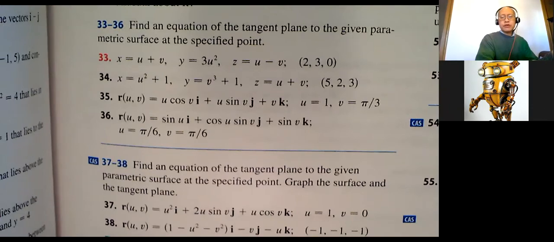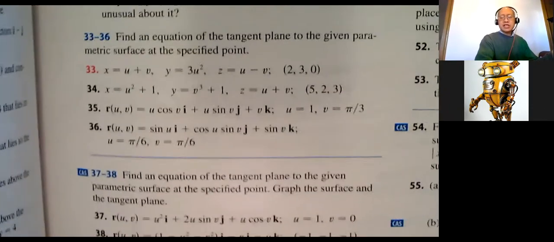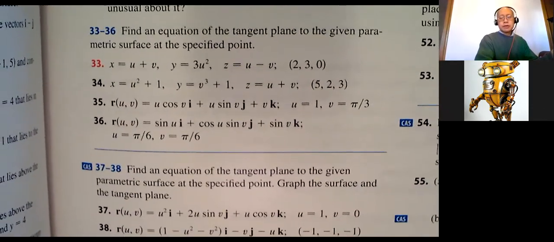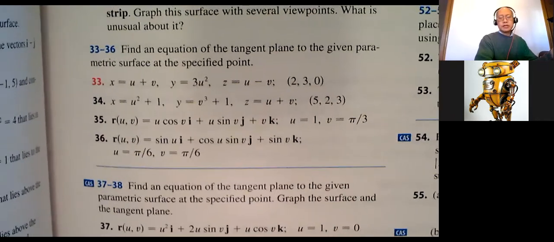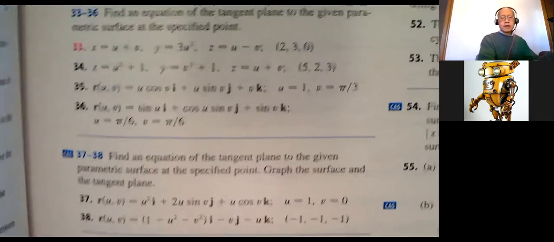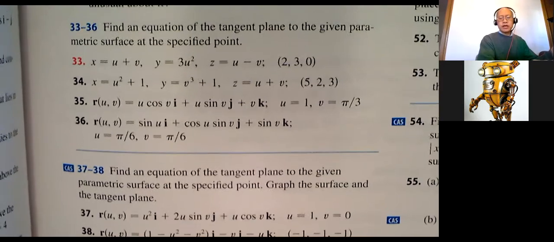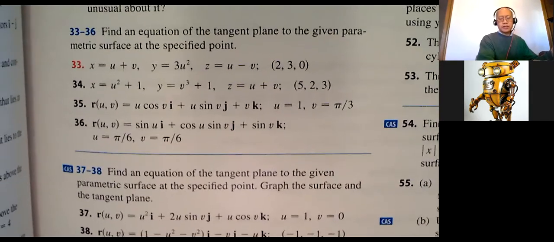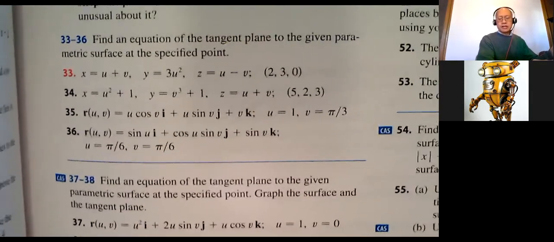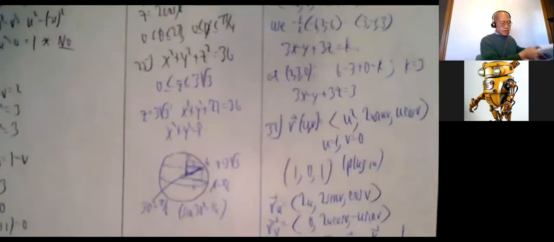So 33, where they give you the point 2, 3, 0, that's actually harder because they might give you some funny equations to solve for u and v. Much better is 37, where they give you the u and the v. You can always just plug in to find the x, y, and z. In fact, I see some trig there. Doesn't matter, doesn't bother me. I'm just going to plug in and get it.